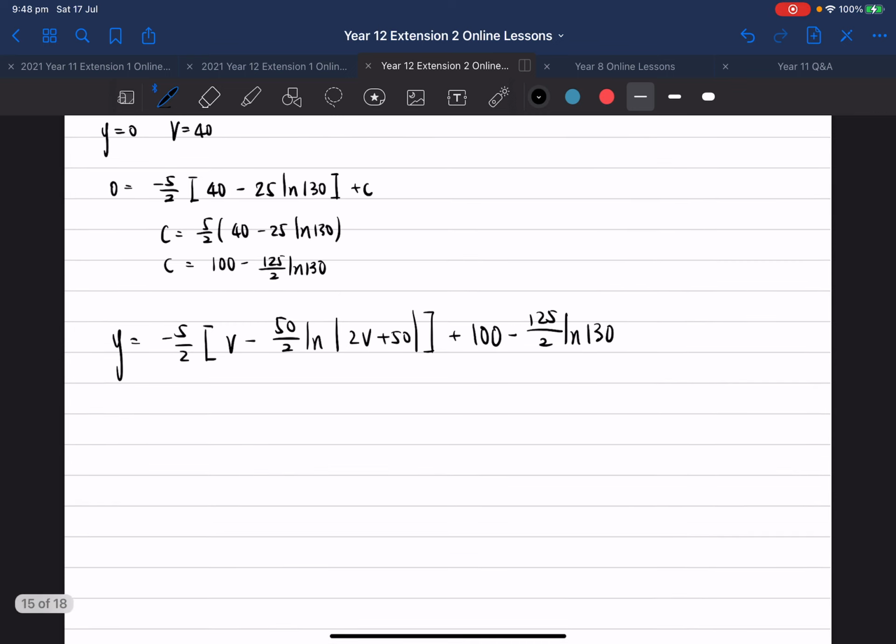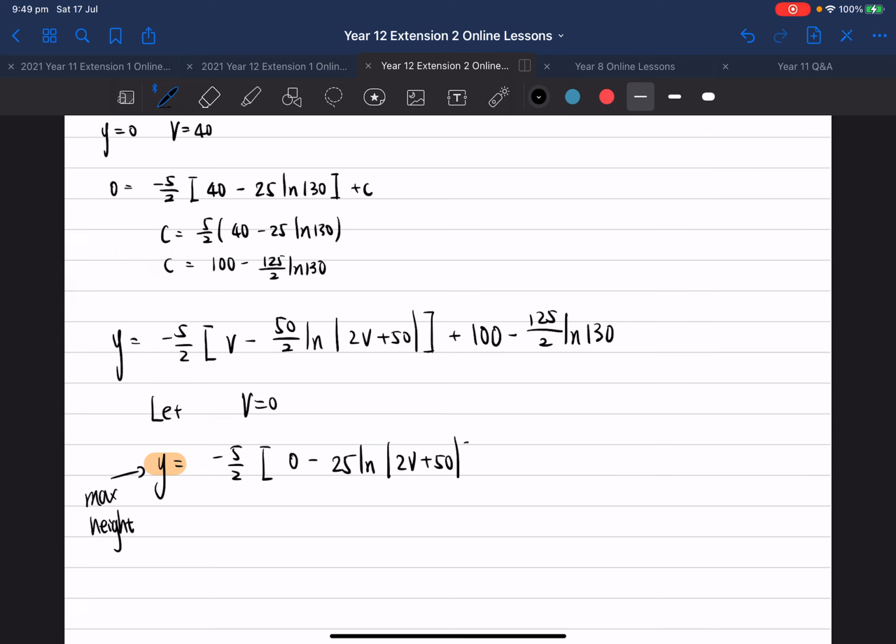Okay, alright. The question asks you to find the actual maximum height. So maximum height is when v equal to 0. So we'll let v equal to 0. We need to find out what is the height this time. Now remember, this time the height is the maximum height. Alright, this is the maximum height. So y is equal to minus 5 over 2, 0 minus 25 ln 2v plus 50 plus 100 minus 125 over 2 ln 130.